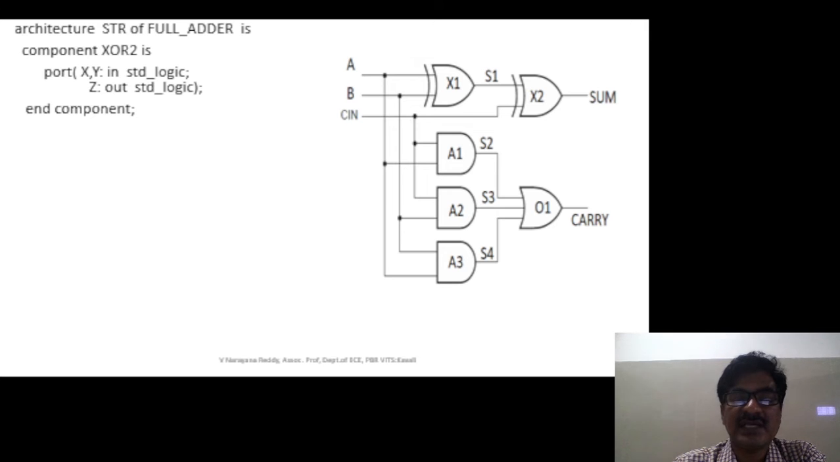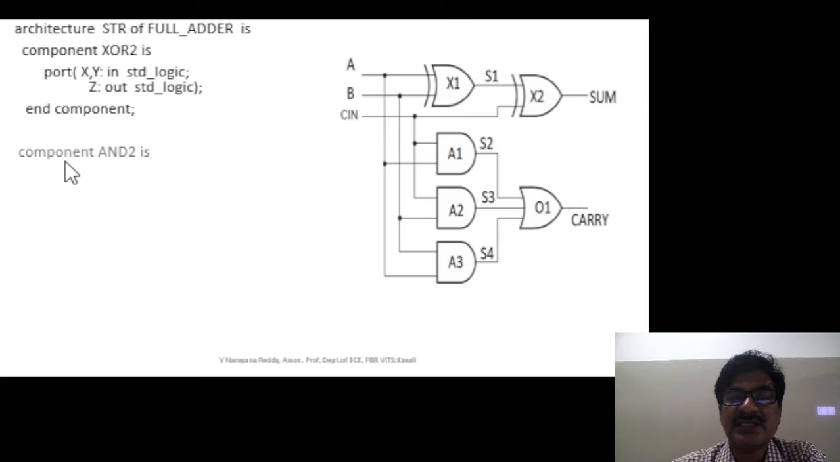The 2 inputs are X and Y. Don't look at the names the XOR components have in the logic diagram. Those names you can use in the statements, not in the declaration. In the declaration case, separate names have to be used. So X and Y are the inputs, Z is the output for each XOR gate, with the data type standard logic. Then end component. This is the component declaration for the 2 input XOR gate.